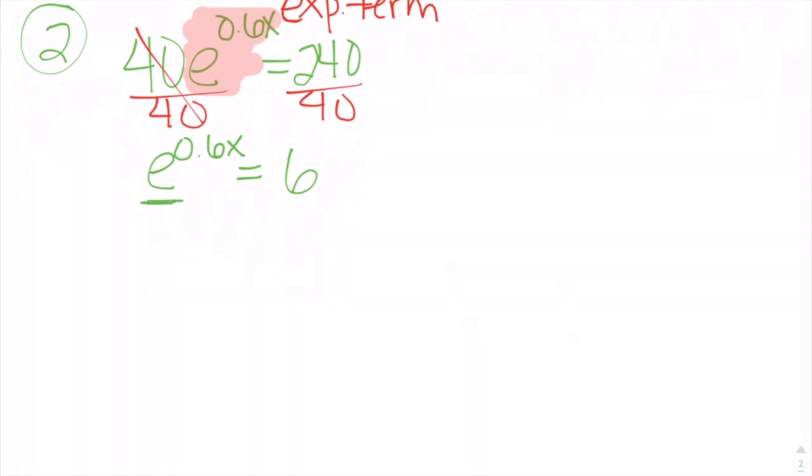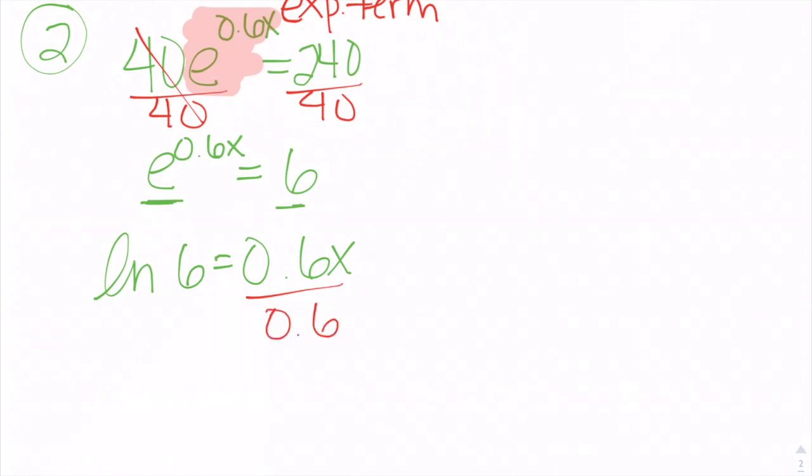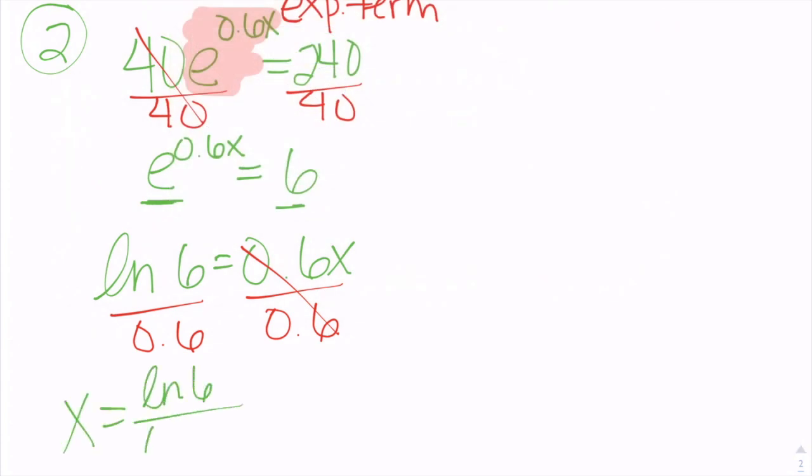Since we have a base of e right here, we're going to use a natural log because that has a base of e. So it's going to become the natural log of 6 equals our exponent. And then we need to solve for the variable, so we're going to divide each side by 0.6. And so we're going to get that x is equal to the natural log of 6 divided by 0.6. And when you do that in your calculator, you're going to get 2.986 as your final answer.